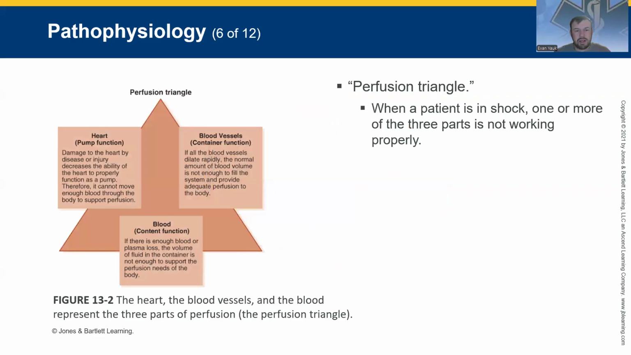The perfusion triangle: when the patient's in shock, one or more of these three parts is not working properly. So our heart, if something's wrong with it, we can have shock, blood vessels, and the blood. It's not just going to be just one of them though. So if the heart's not functioning right, we're not filling our vessels, so our blood's not circulating.